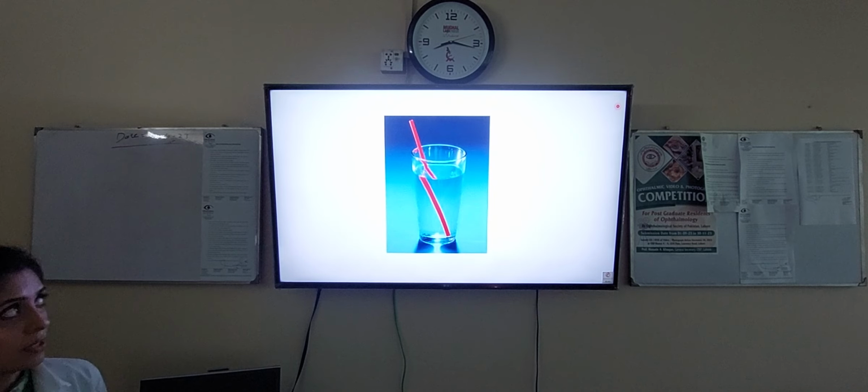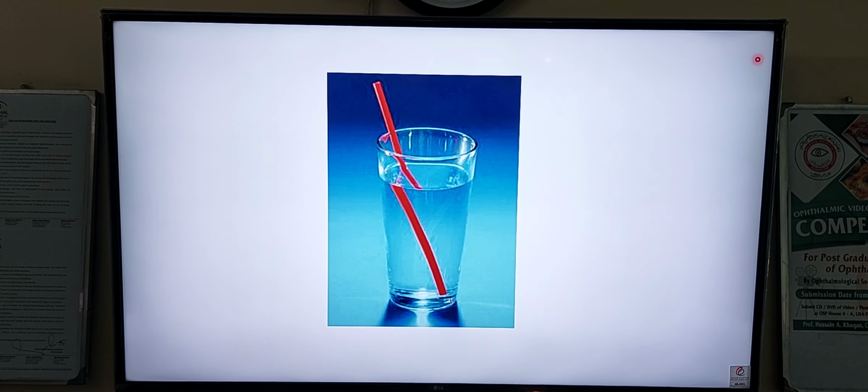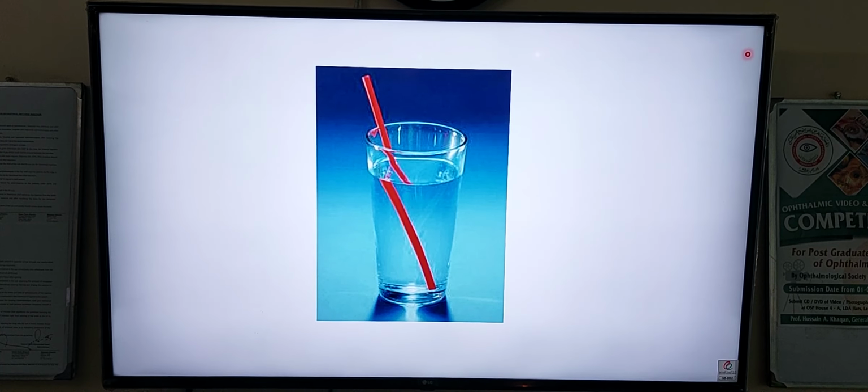In this picture, we see a pencil immersed in water and it looks like it's bent. This distorted image is because of the refraction of light. So what is refraction of light? Refraction of light is the change in direction of light when it passes from one transparent medium into another transparent medium of different optical density, and due to which the velocity of light changes.